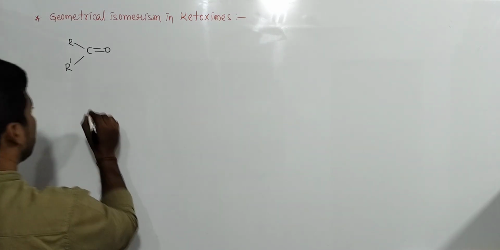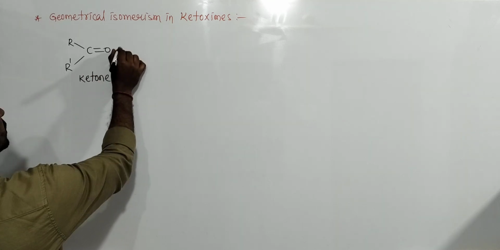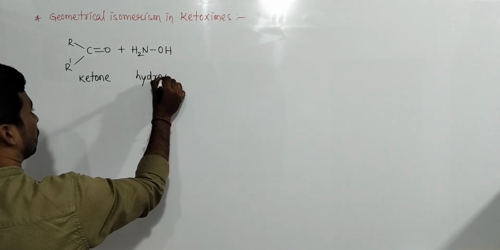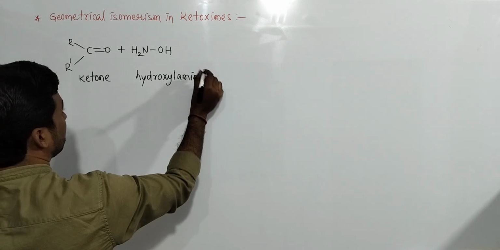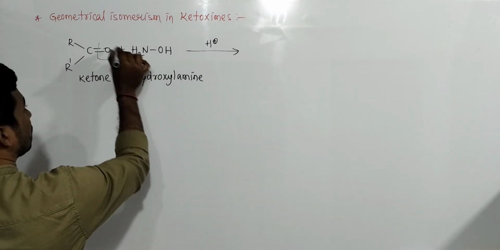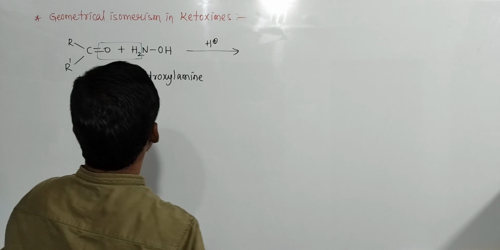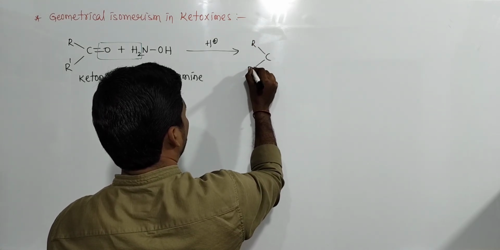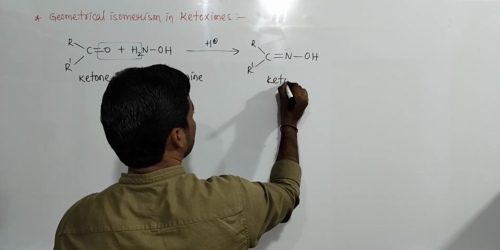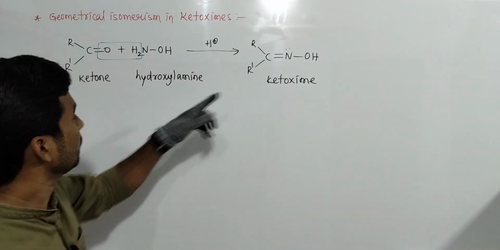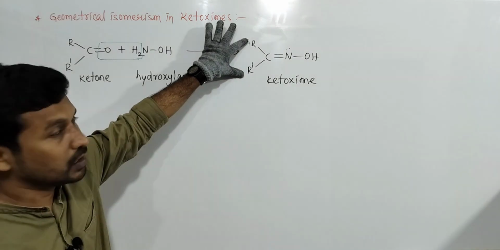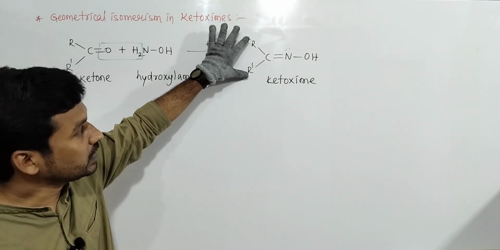Geometrical isomerism in ketoximes. When ketones are treated with NH2OH, hydroxylamine, in acidic medium, okay, so remove H and H2O, then it gives R, C, R prime, double bond NOH. Nitrogen contains a lone pair. This is called ketoxime. For aldoxime, here hydrogen. For aldehyde, here hydrogen, RCHO. For ketone, R C double bond O, R. So two alkyl groups. In aldoximes, one R, one H. In ketoximes, both are R.